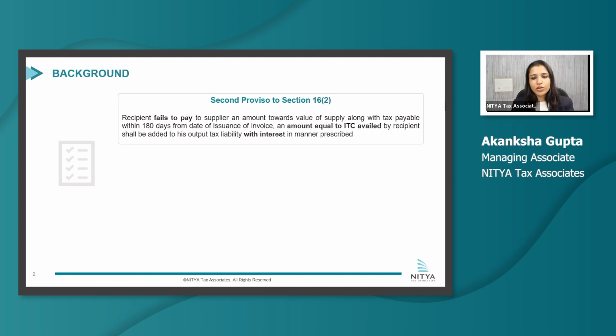So it's important to note that in the second proviso to Section 16(2), there is a requirement that the payment by the recipient should be made to the supplier within 180 days from the date of issuance of invoice. On non-compliance, there will be a payment of an amount equal to the ITC availed along with applicable interest. So let us understand the implications in case of any non-compliance under Rule 37.